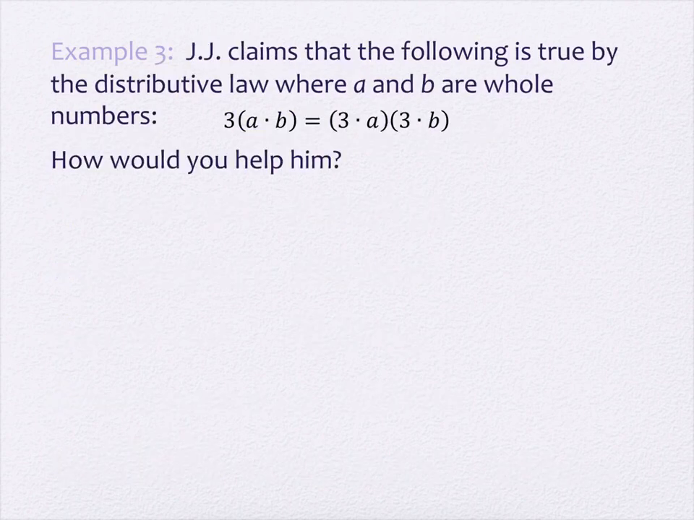This is a question about properties. It would be a section C kind of a problem. JJ claims that the following is true by the distributive law where A and B are whole numbers. 3 times the quantity A times B is equal to 3 times A times 3 times B. How would you help him?